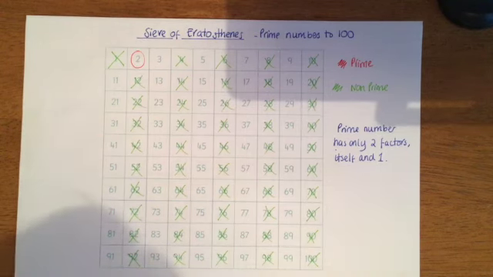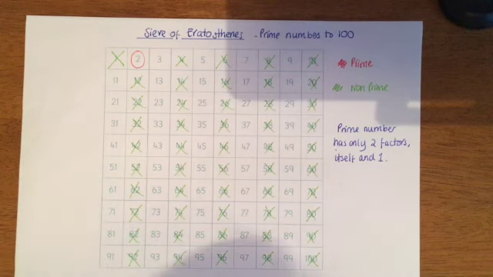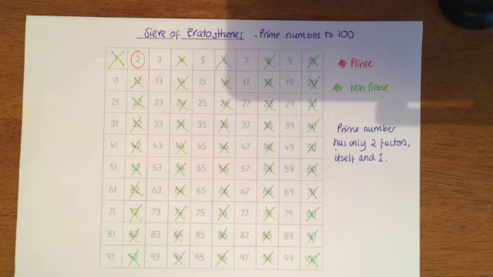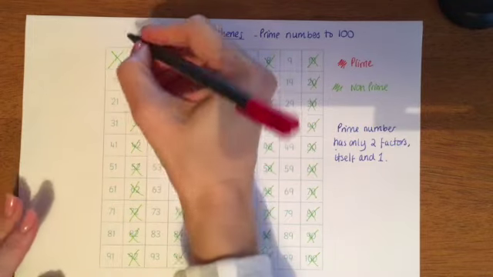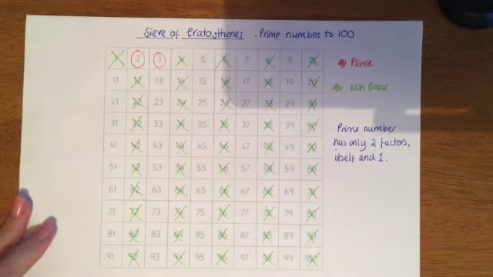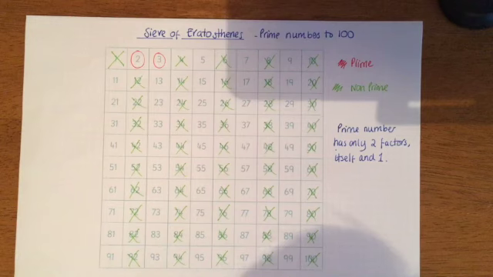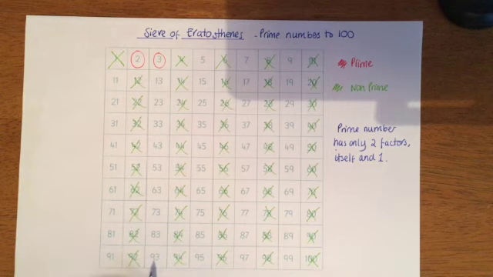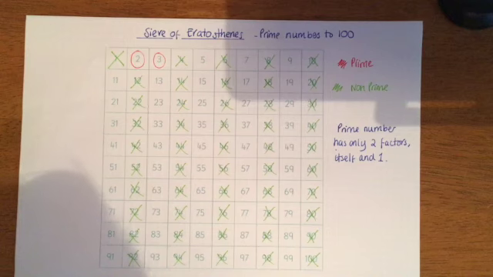So we've got rid of quite a few there, haven't we? Now we're going to go on to the next number, the number 3. Is it prime or non-prime? Well, it's prime because it's got two factors, 3 and 1. So now we do the same thing as we've done for the 2s. We're going to go through the numbers that are left and cross them out if they're in the 3 times table. Now don't make the mistake of crossing out this whole column. Just because they end in a 3 doesn't mean they're in the 3 times table.